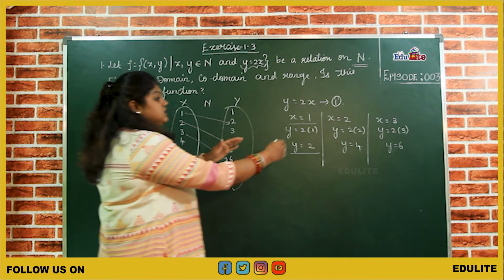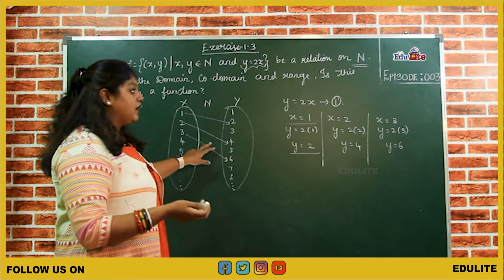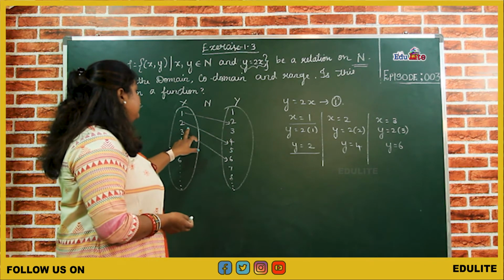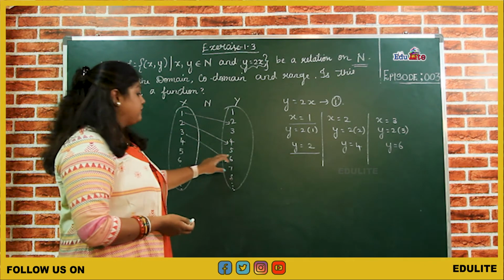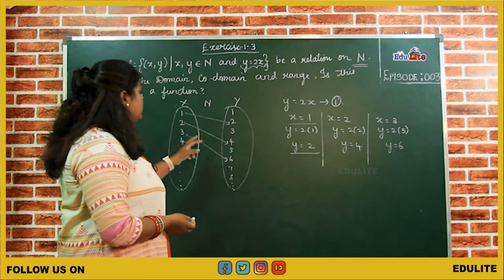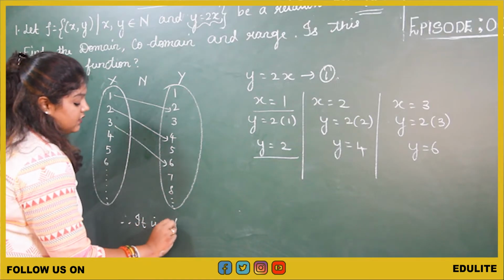But with these three terms itself, we can come to a conclusion that this is a function, because if I take the x value as 1, I get the image as 2. When taking the x value as 2, I get the image as 4. For 3, it is 6. If I take 4, I will get 8. So the image is unique. It is a function.